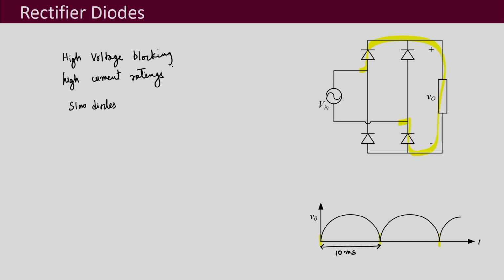So, these are the three main requirements that we see for rectification application: high voltage blocking capability, high current ratings, and the turn on and turn off times are not so much of a requirement there. So, diodes which have these characteristics, which are designed to satisfy these requirements, are called rectifier diodes. And these are basically slow diodes with high voltage and current ratings.